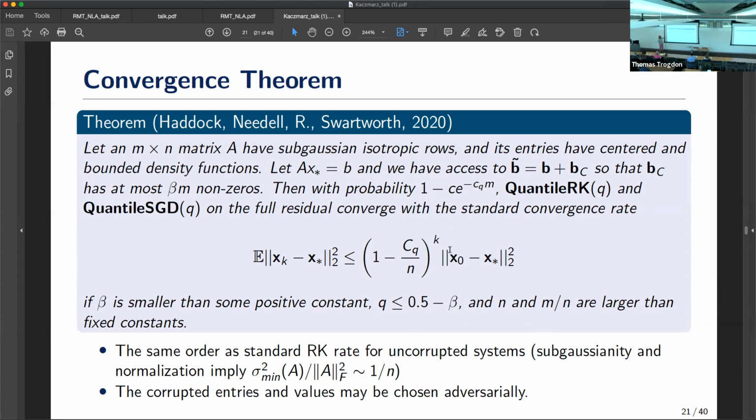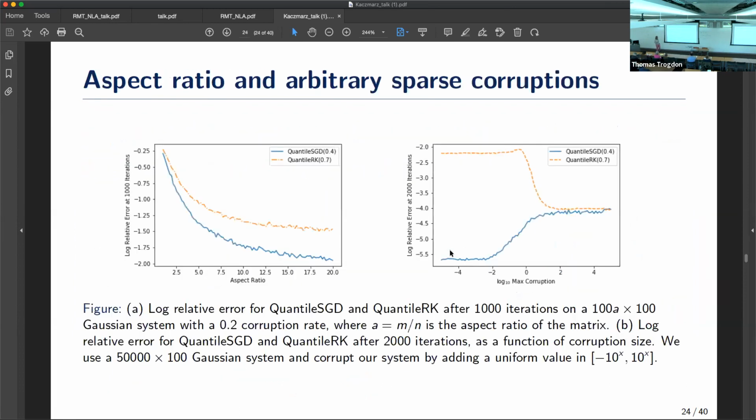Another thing which we need is for our system to be overdetermined enough. If we don't have overdeterminacy, then we can't corrupt equations, so we just don't even have a solution then. If we have enough overdeterminacy, then it works. The bigger the aspect ratio, the better it is. But for the size, so this is all negative, the size of corruptions doesn't matter. And sometimes it only helps.